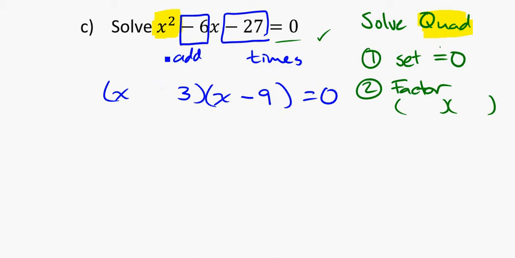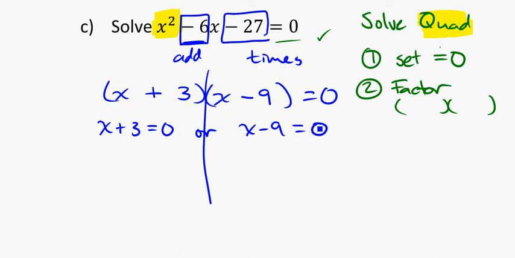And if I need to somehow get a negative 6 out of adding those two together, I'm going to have plus 3 and minus 9, because positive 3 take away 9 gets me the negative 6 that I had. So now that I've got this factored, the next thing that I'm going to do is set both things in the brackets equal to 0. So you can think about splitting it in half. I'm going to say x plus 3 is equal to 0, or x minus 9 is equal to 0.